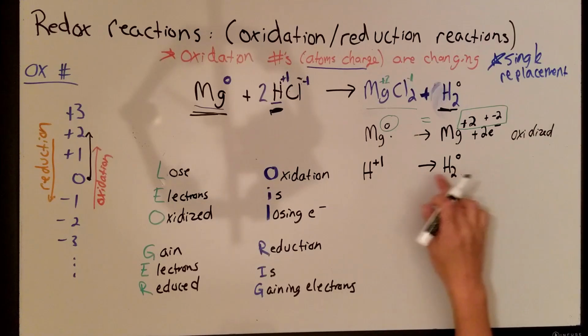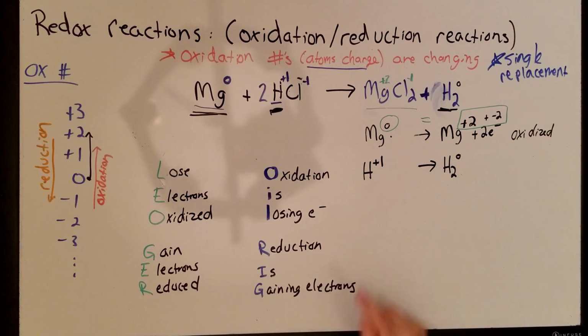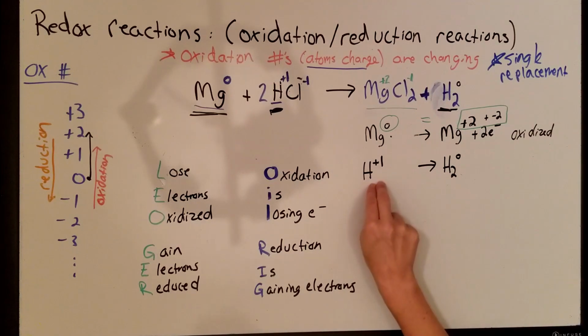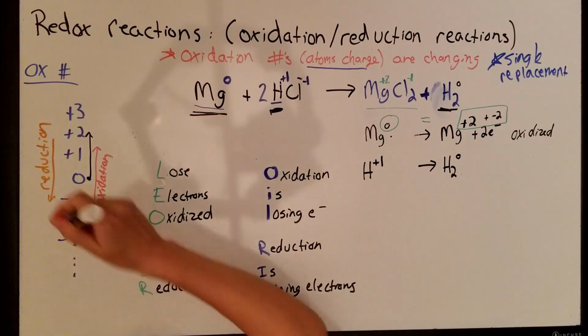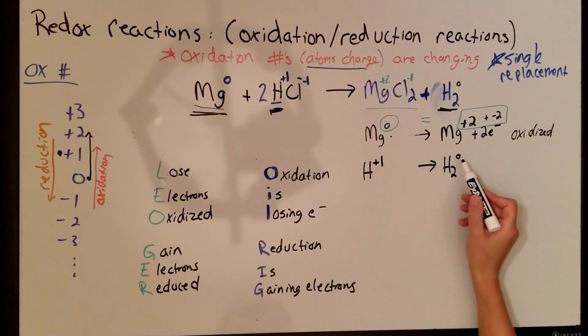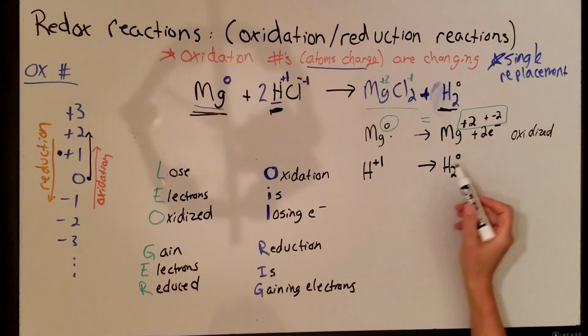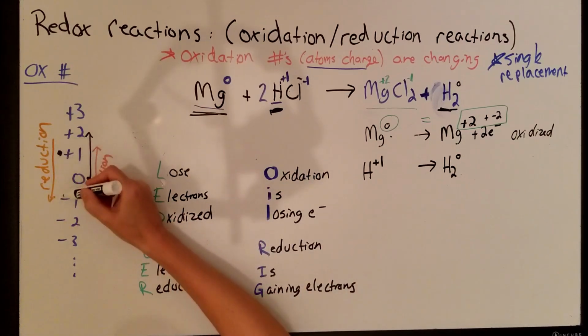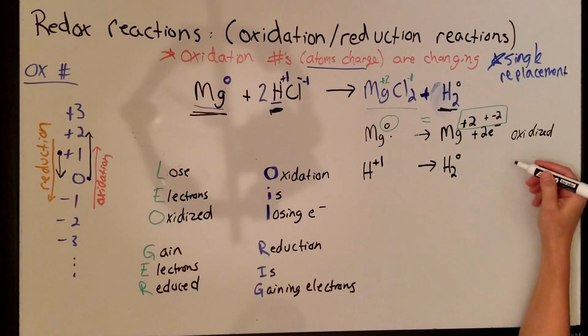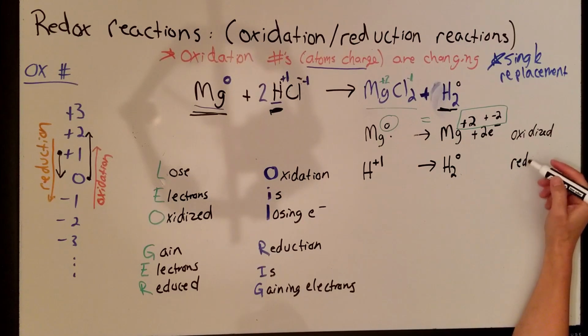So what's happening to hydrogen? To figure that out, I look: what charge was it on the reactant side? It's a +1. So I'm going to start at a +1 on my number line. And it's now going to a 0. So what direction does it have to go? Up or down? On the number line, it's going to have to go down. So it is reduced. And that makes sense because I said these happen in redox pairs. So one's oxidized and the other is reduced.